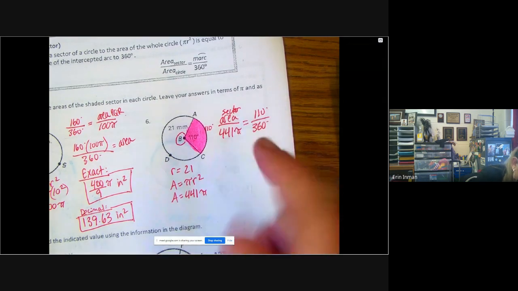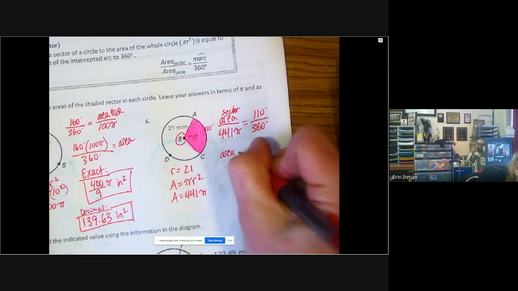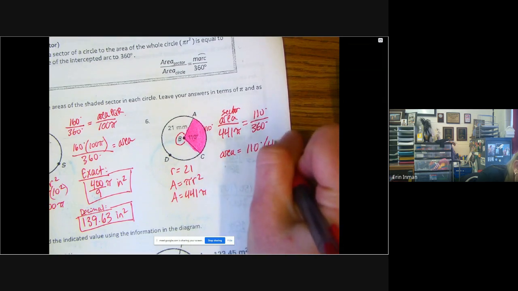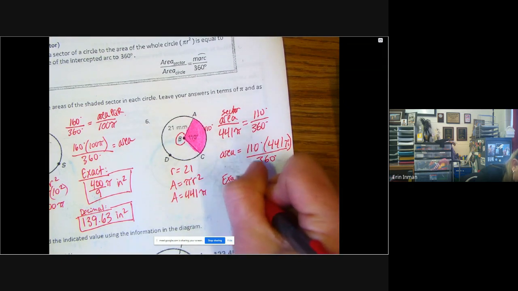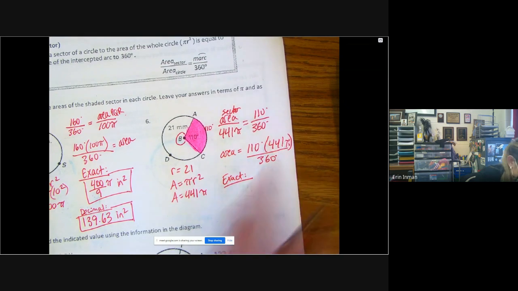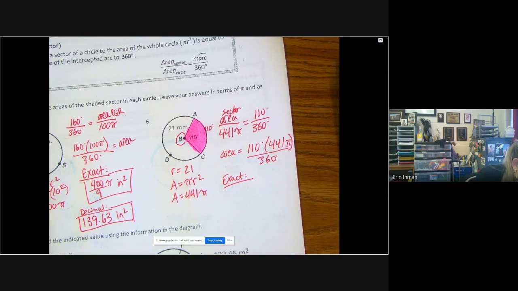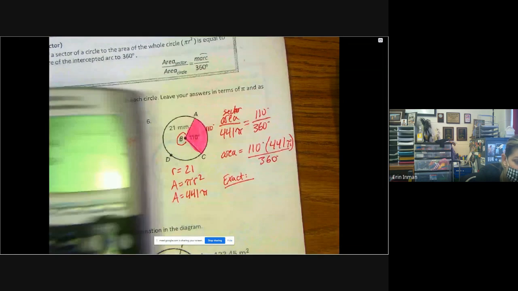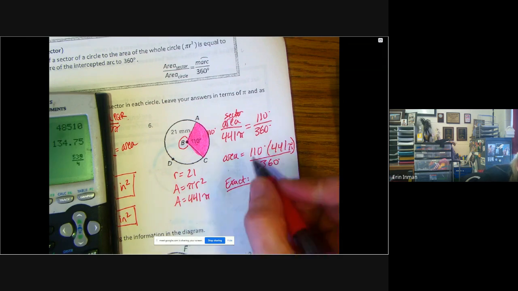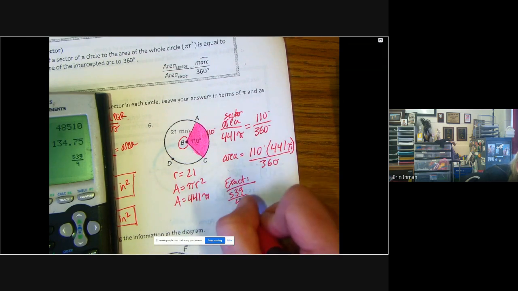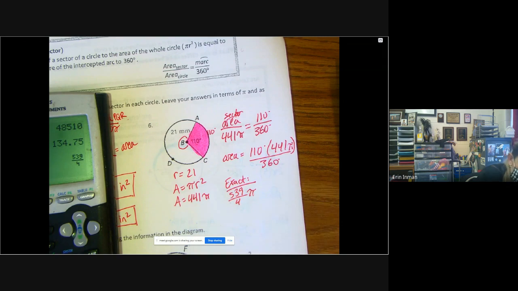And so I'm going to go ahead and multiply out 110 by 441 pi, and I'm going to divide by 360. Now, for my exact answer, I don't want to type in the pi. So I would do 110 times 441, divide by 360. I get a crazy decimal, right? Since I wanted an exact answer, this one actually terminates, so it's not as crazy as some of ours. If I turn this into a fraction, I get 539 divided by 4 pi. Okay. So there's my exact answer.